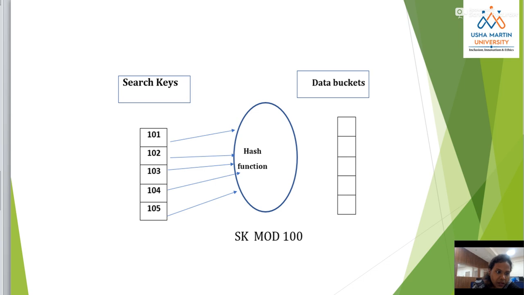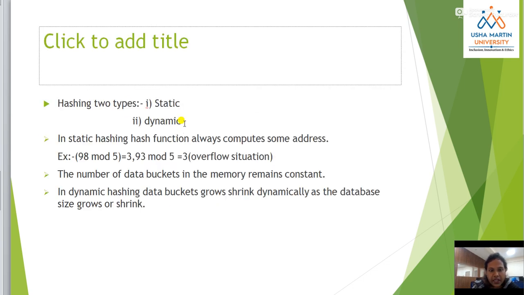Also, there are two types of hashing techniques, static and dynamic. In static hashing, sometimes the result is the same in a mod operation. For example, search key 98, 98 mod 5, gives the answer 3. Likewise 93 mod 5 is also 3. So sometimes an overflow situation happens in static hashing. To overcome that, we have to use another method, that is dynamic hashing.